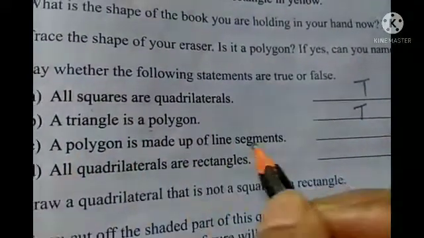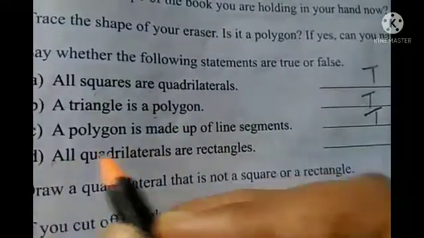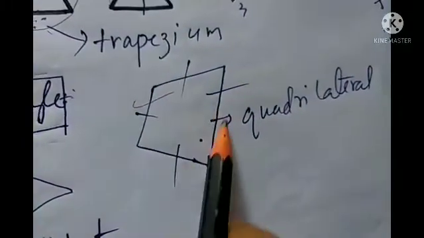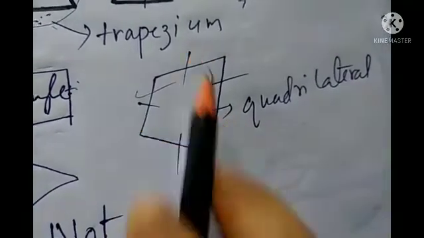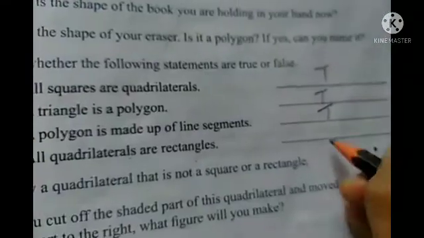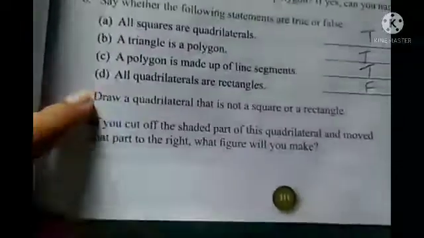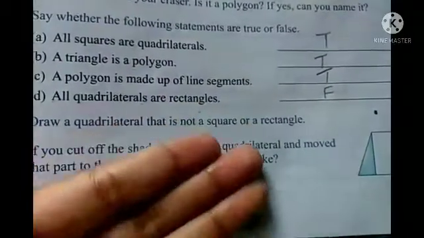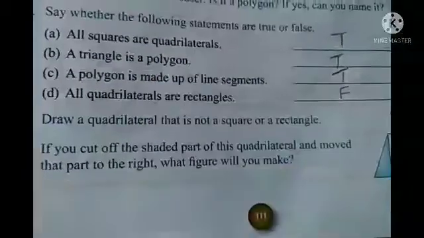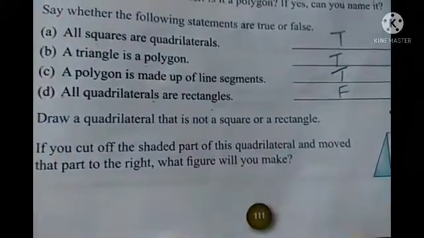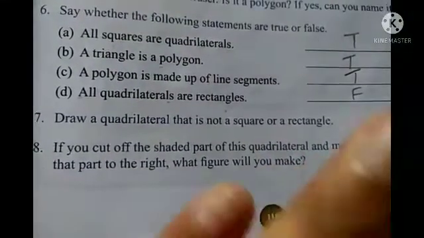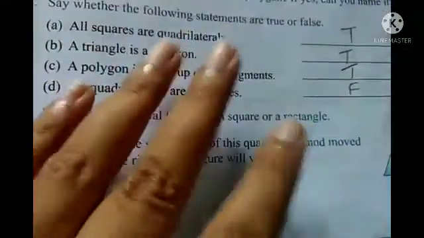A polygon is made up of line segments. Yes. And all quadrilaterals are rectangles. No. All quadrilaterals are not rectangles, because as I have already shown you this figure, here it is a quadrilateral, but it is not considered a rectangle because opposite sides are not the same. So it will be false. Now number 7, draw a quadrilateral that is not a square or a rectangle. Just now I have shown you, you can draw anything, whatever shape you want, but remember that it should have 4 sides only.